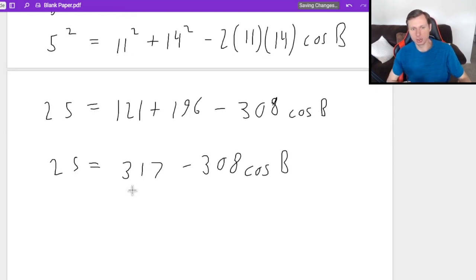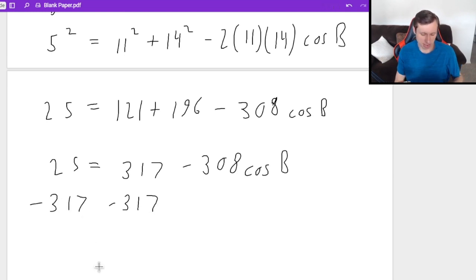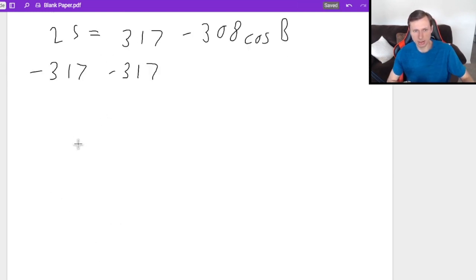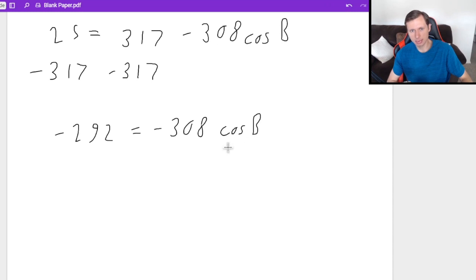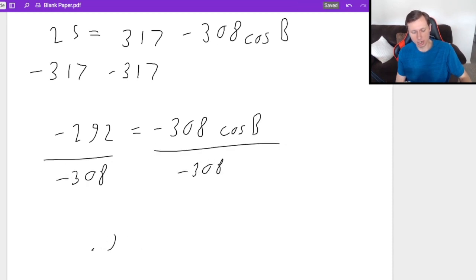Then I'm going to subtract 317 from both sides, like this. I'll get a negative number. That's fine. That's expected, actually. And so now I'm at negative 292 equals negative 308 cosine B. Divide both sides by negative 308, and I'll get 0.948 equals the cosine of B.